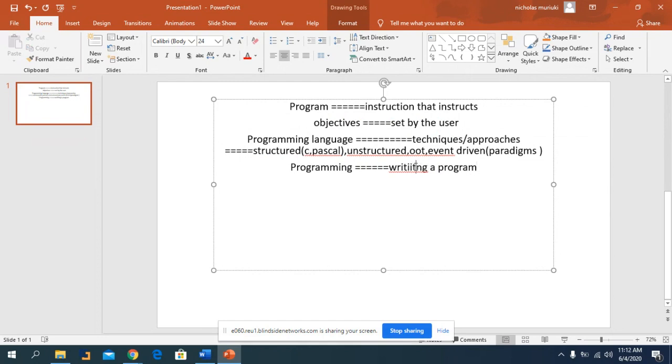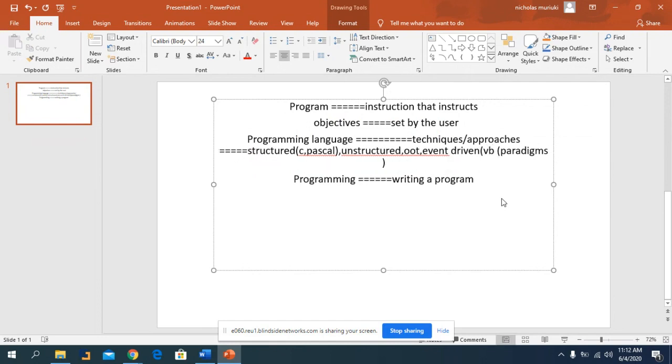So the moment you are writing this program, the first question that you are supposed to ask yourself is which language am I supposed to use in order to write this program? We have said we can use structured. When I use event-driven, maybe I can use what you call Visual Basic, VB. Either you can use Visual Basic.net, or you can use VB 6.0, or any other programming languages that we have currently.